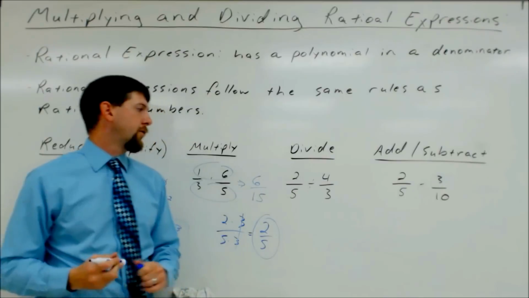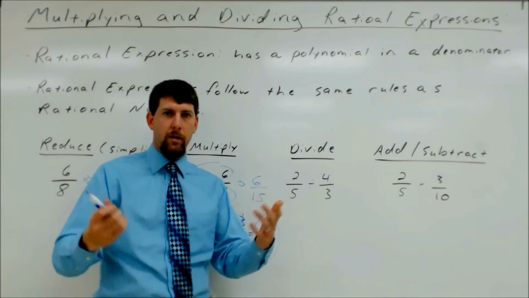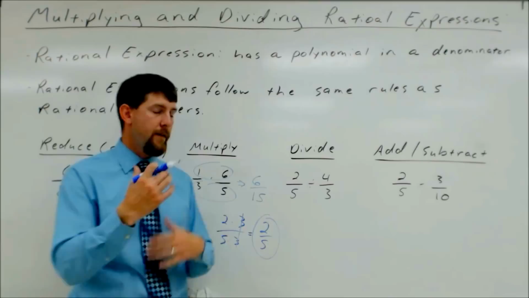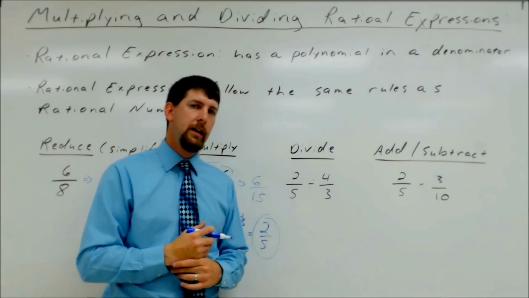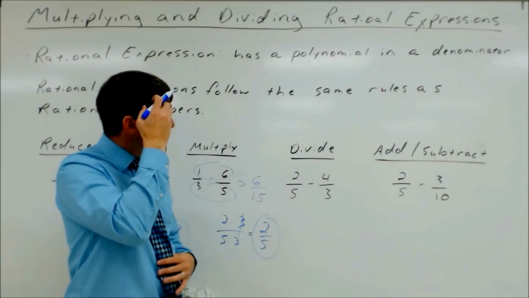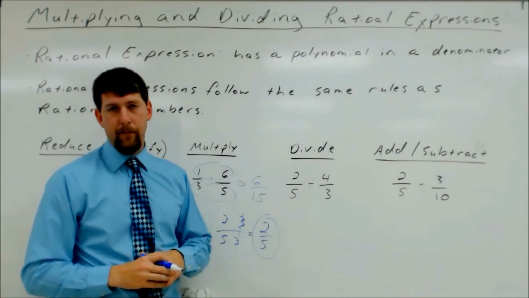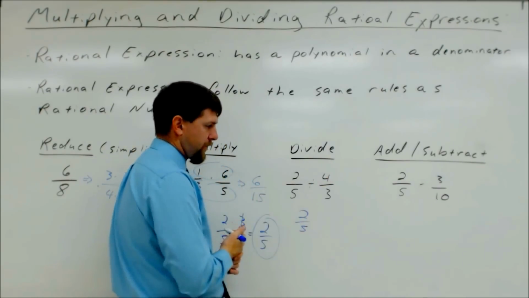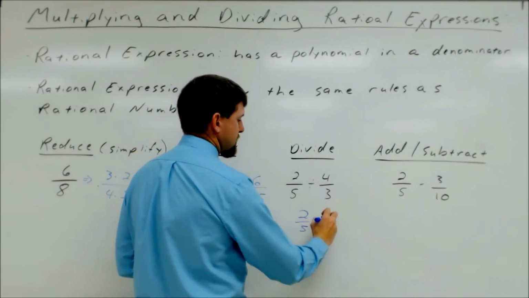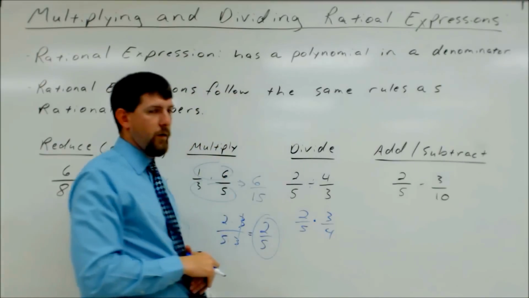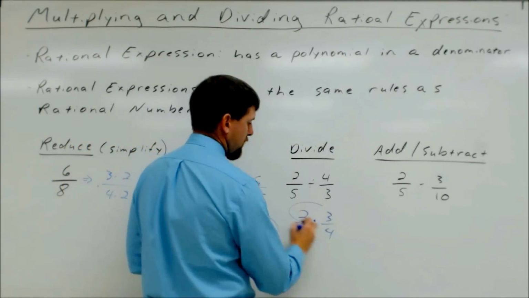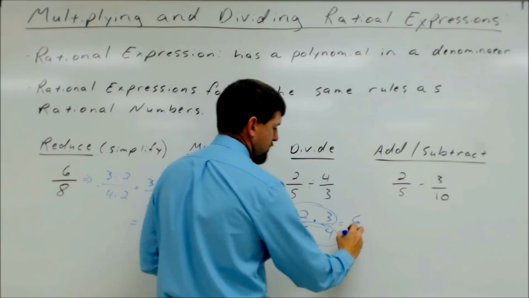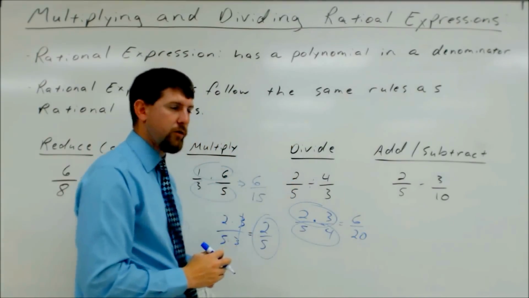Here we have a division problem. 2/5 divided by 4/3. We remember that dividing is the same thing as multiplying by the reciprocal. And that goes back to our negative exponent rules that we had talked about before. So dividing is the same thing as multiplying by the reciprocal. So I'm going to change 2/5 divided by 4/3 into 2/5 times 3/4. Now we multiply. Multiply your numerators, 6. Multiply your denominators, 20. Then we reduce.